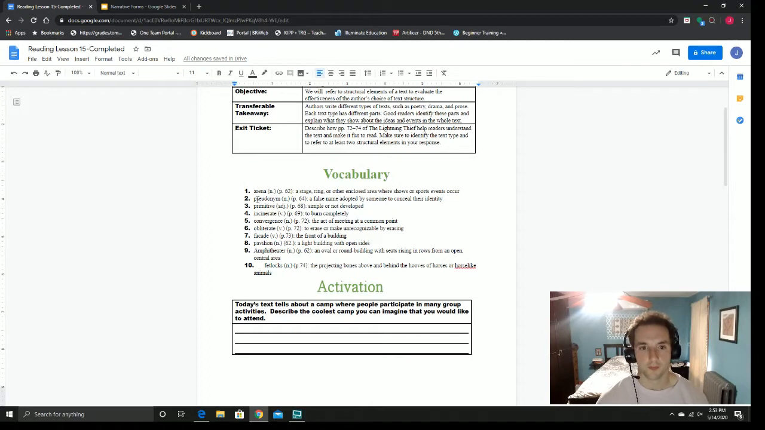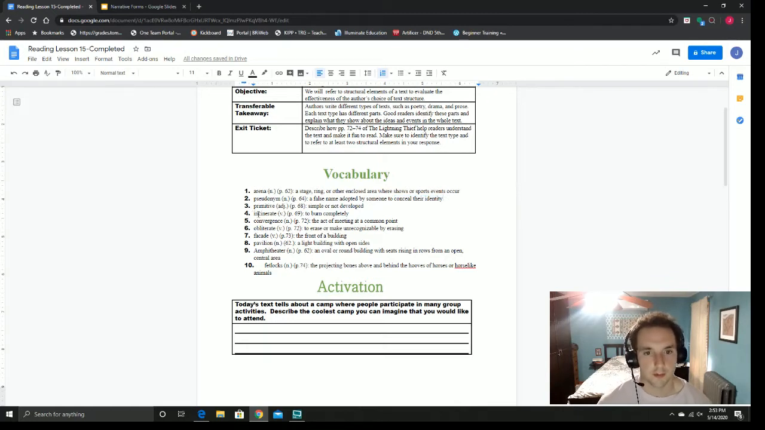Second word is pseudonym, which is a false name adopted by someone to conceal their identity. Spies who are trying to hide who they really are, they use the word pseudonym. Even a nickname can be used as a pseudonym if you go by a name that's not your real name. But usually if you go by a nickname, you're not trying to hide who you are. You're just called something different. But if you're trying to conceal who you are, that's what a pseudonym is.